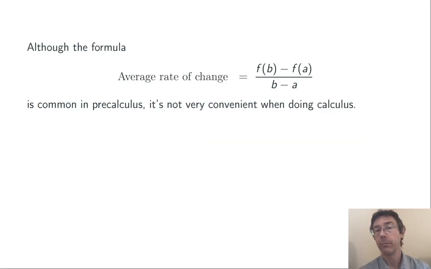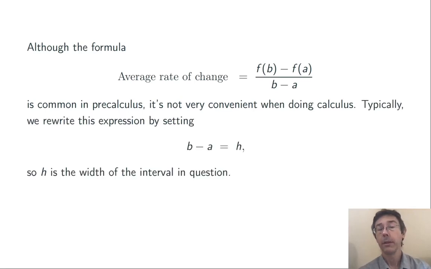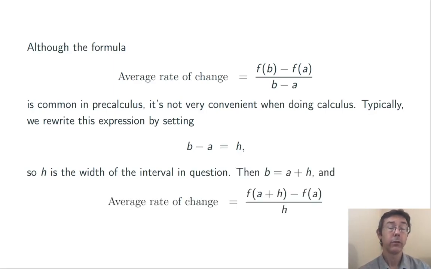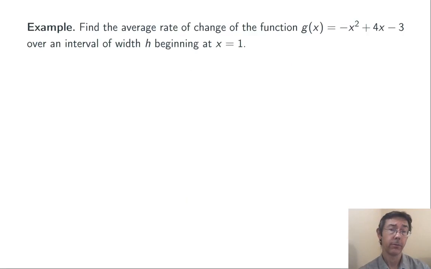Now this formula, f of b minus f of a over b minus a, is convenient and very common in pre-calculus. But by the time you get to calculus, it becomes less useful. Typically, we let h be the width of the interval, so it's equal to b minus a. That'll simplify the denominator. We can also simplify the numerator a little bit. Since b minus a is equal to h, b is equal to a plus h. Overall, the formula for the average rate of change of a function over an interval starting at a and having width h is going to be f of a plus h minus f of a all over h.